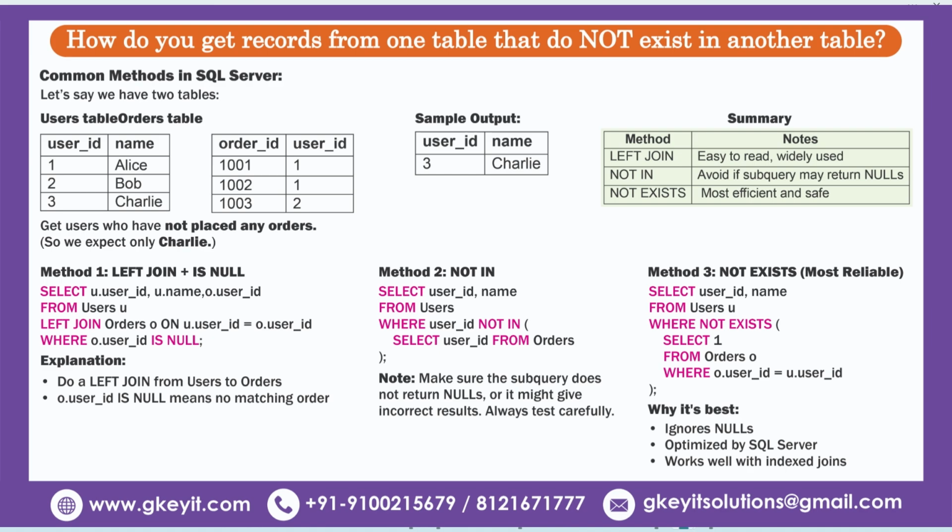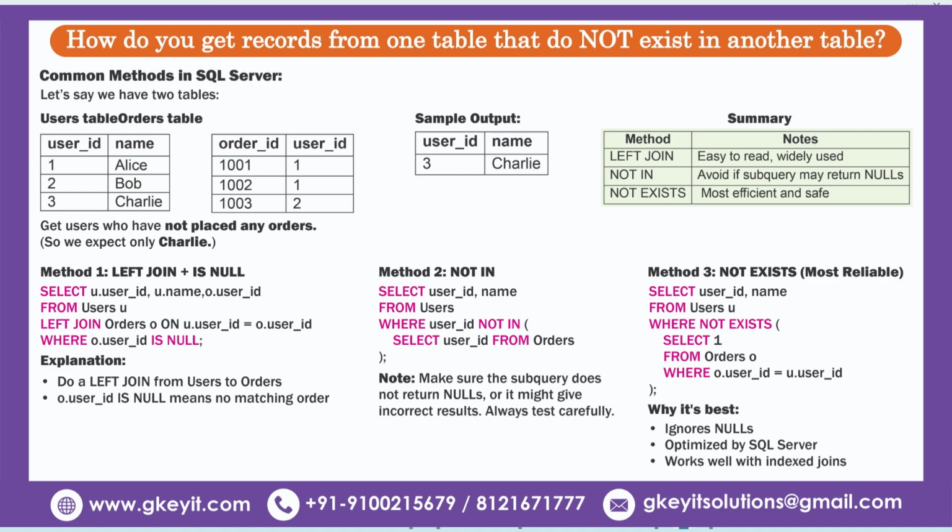Let's say we have two tables. One is the users table with user ID and name. User IDs are 1, 2, 3 and names are Alex, Bob and Charlie. And the orders table has order ID and user ID. Orders are 1001, 1002, 1003 and user IDs are 1, 1 and 2. Here Charlie with user ID 3 hasn't placed any order in the orders table.